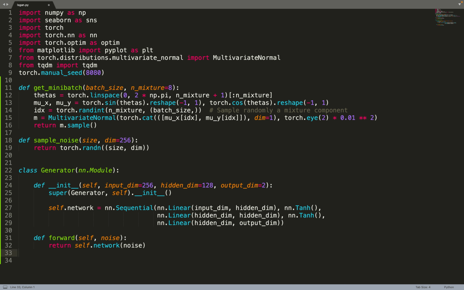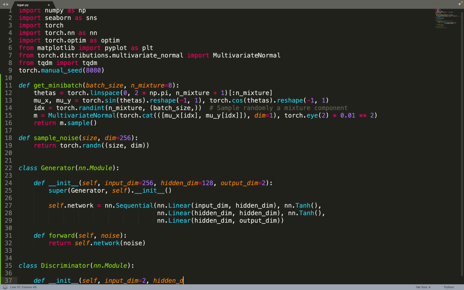So the generator takes the latent space as input. We've said that the latent space dimension by default will be 256. So we do the same for the generator. By default, its latent space input dimension is 256. We'll use 128 as hidden dimension. And for this toy problem, by default, the output dimension is 2. This is a 2D toy problem. And we use tangent hyperbolic for the activation functions. This is a standard MLP in PyTorch. There is nothing much to say there.